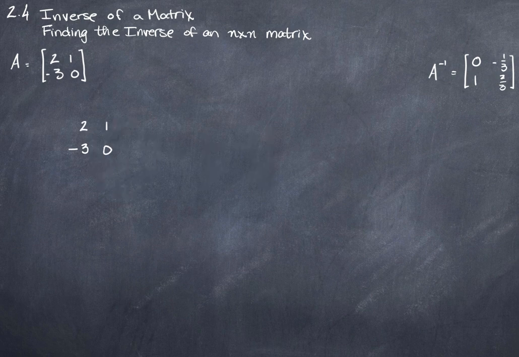So I'm going to start with the same matrix A, but this time I'm going to create something that looks a bit like an augmented matrix. And what I'm going to augment it with is the identity matrix for dimension 2. So I have my matrix A here, and I have I sub 2 here, right? So A, I sub 2. And this is not multiplication that I'm going to be doing here.